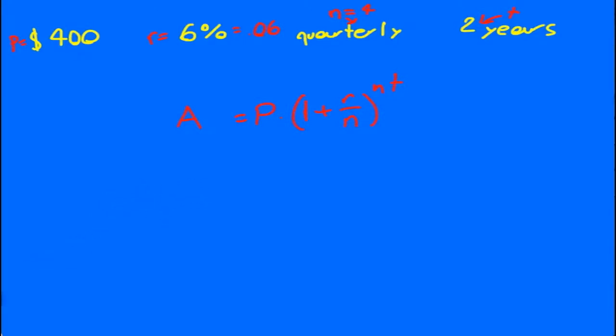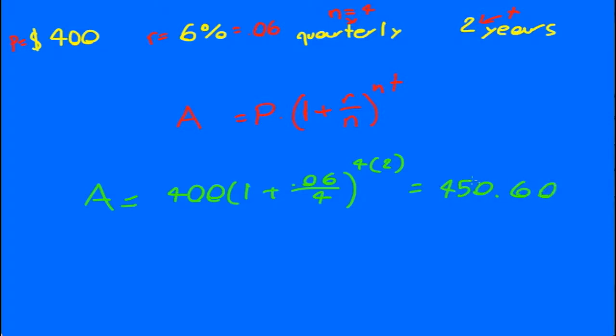Just plug them in. Let's see. We have A equals 400 times (1 plus 0.06 over 4) to the 4 times 2, which is equal to, do it in your calculators, and you get 450.60. And that is your answer.